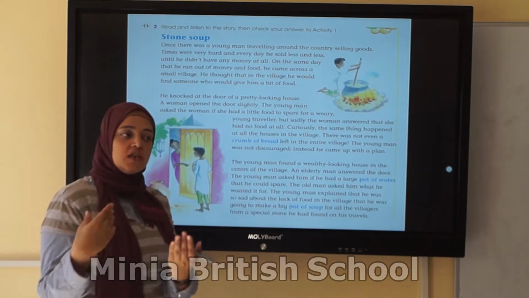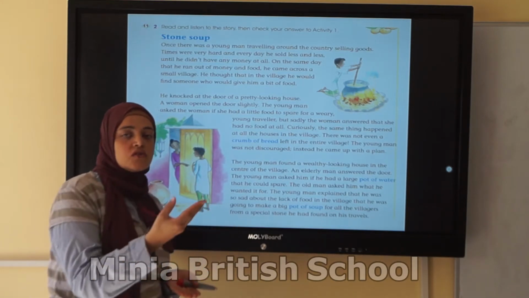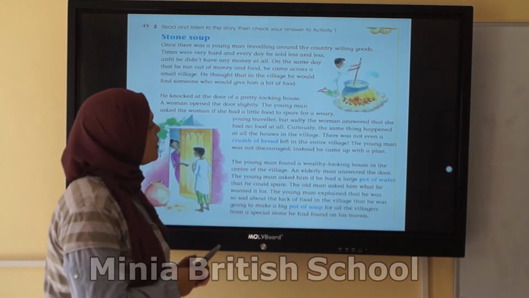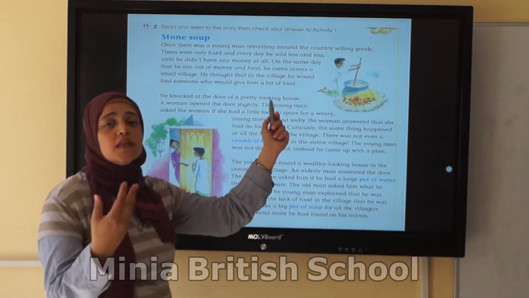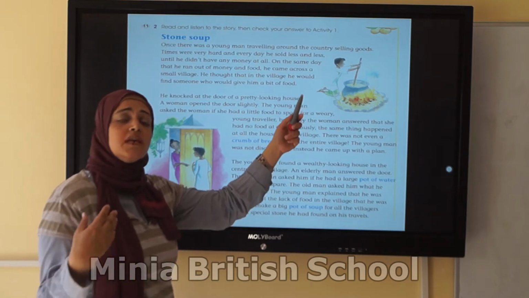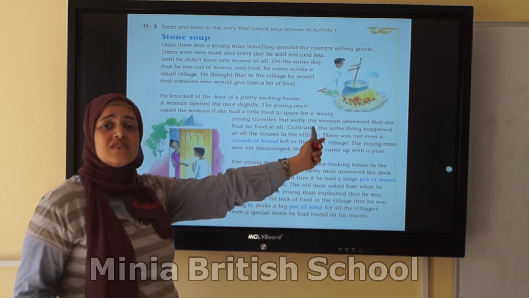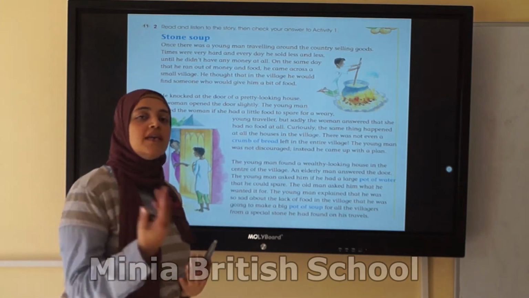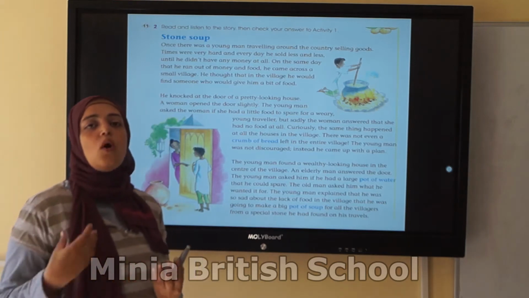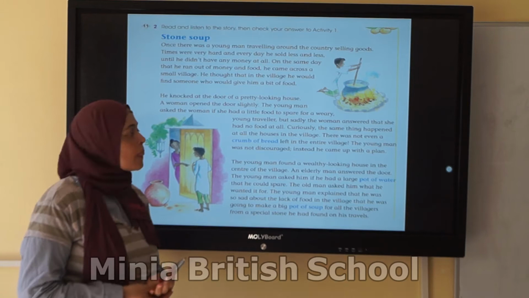You don't need it and you can share it with someone else. This is the meaning of to spare something. Okay, for a very young traveler, he explained to her. He explained why he wanted this food. He's weary, he's tired, a tired traveler. So he explained to her why he wanted this food.